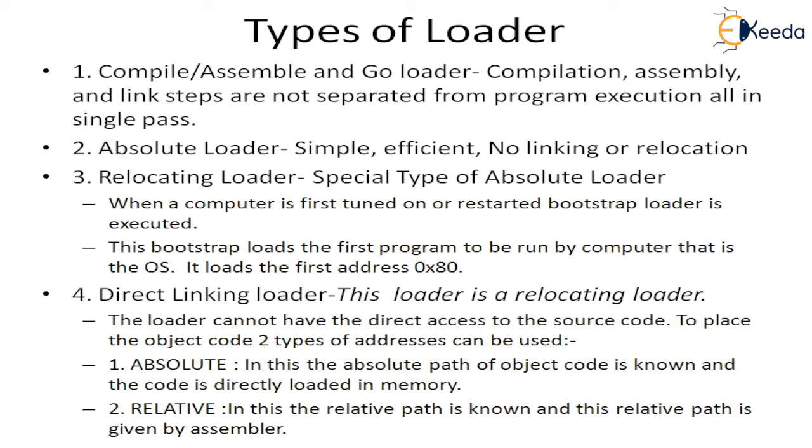There are different types of loaders, mainly four. First is the compile-assemble-and-go loader. As the name suggests, it is useful for the compilation, assembly, and linking steps. The second is the absolute loader, which is very simple and efficient, and no linking or relocation takes place in the absolute loader. The data present in the original space is used for executing the program.